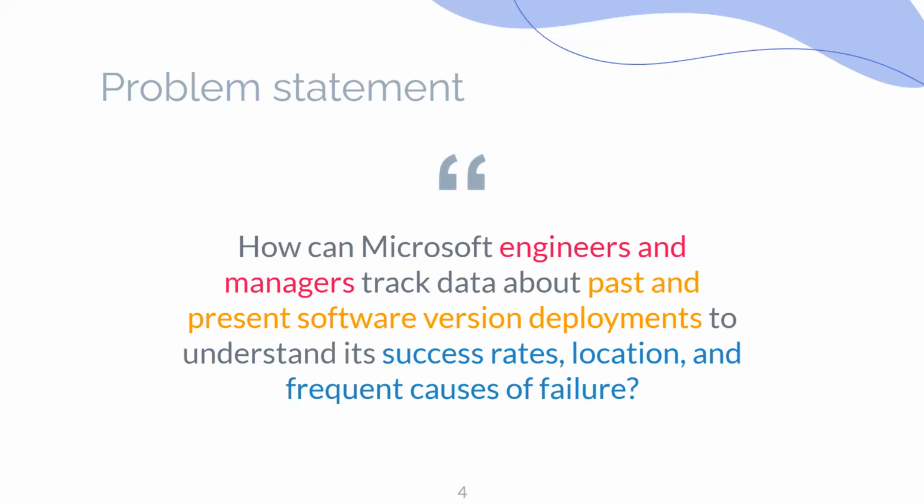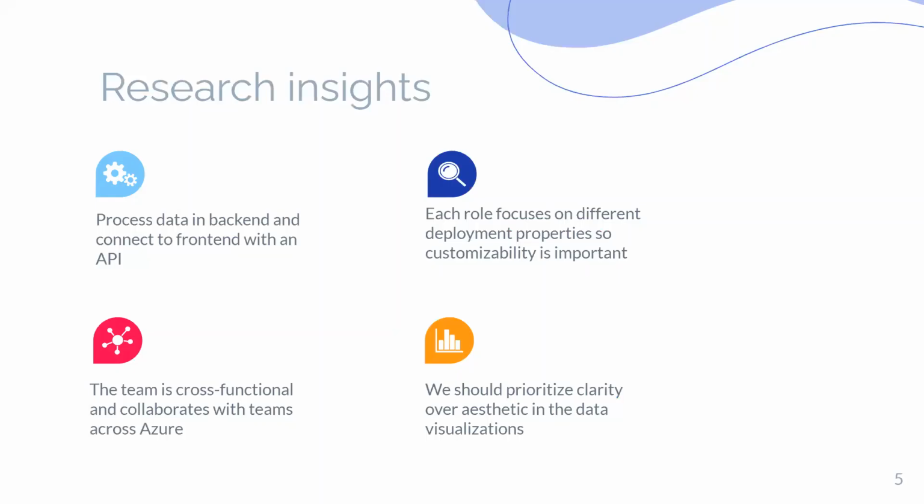After exploring our problem context, we came up with the following problem statement. How can Microsoft engineers and managers track data about current and previous software version deployments to understand more about the regions they come from, as well as their success and causes of failure? Going off of that, we then gathered some user research insights where we prioritized the clarity and interactivity of our visualizations in order to accommodate for the different roles within the Microsoft team.